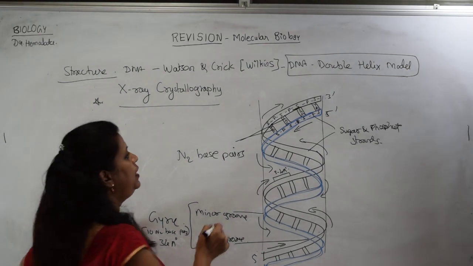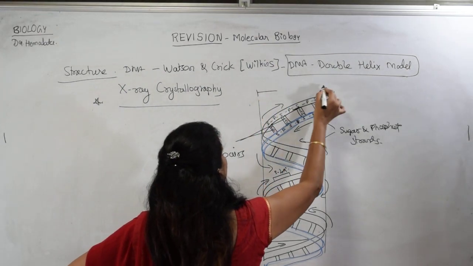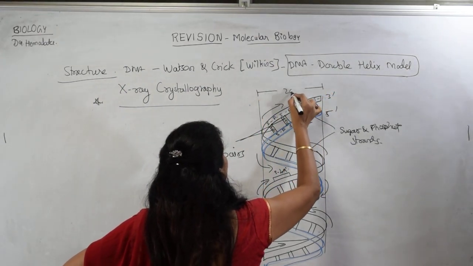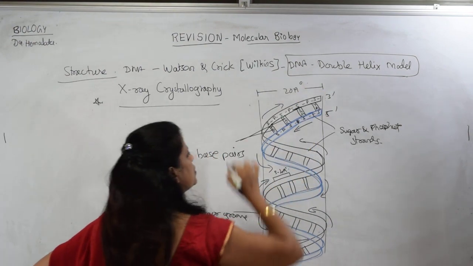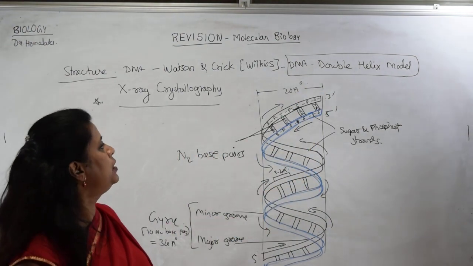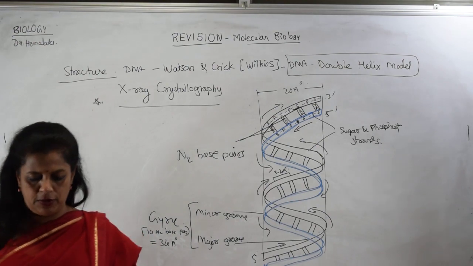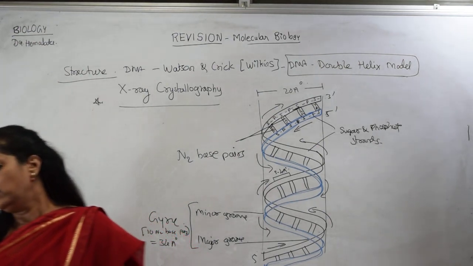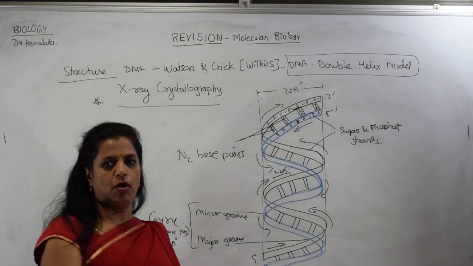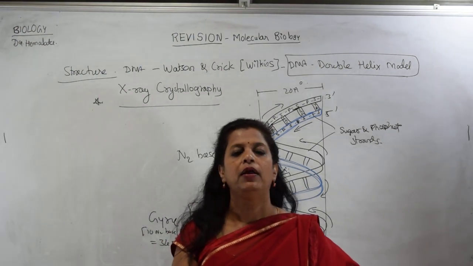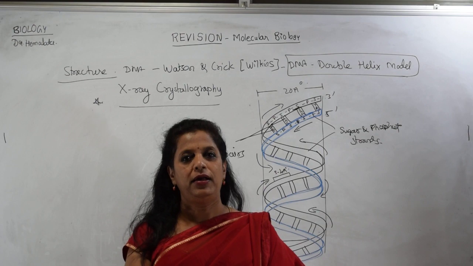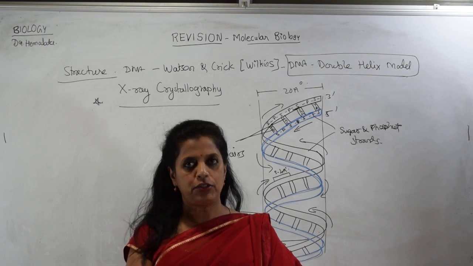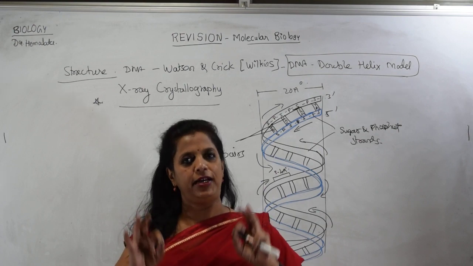Now, the width of DNA from here till here is 20 angstroms. That's about the structure of double helix DNA. So, what all you have to explain in the DNA structure? Let me list them off. First, DNA is a double helical structure according to Watson and Crick.